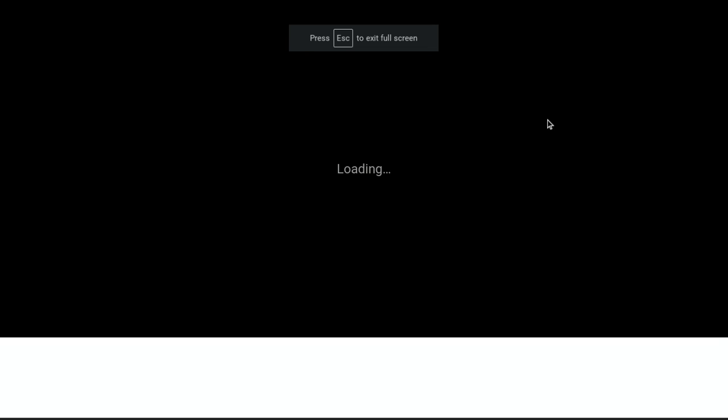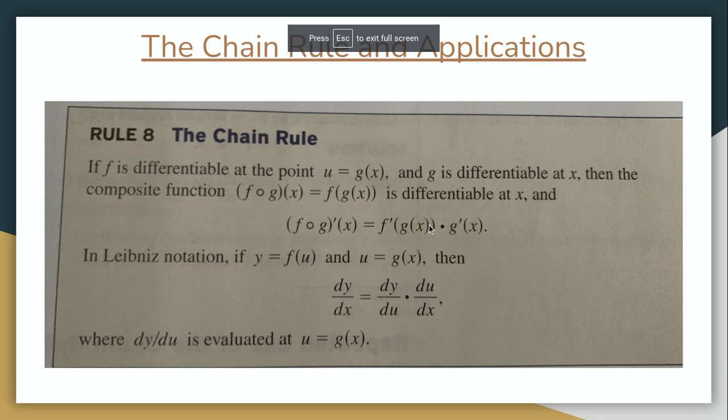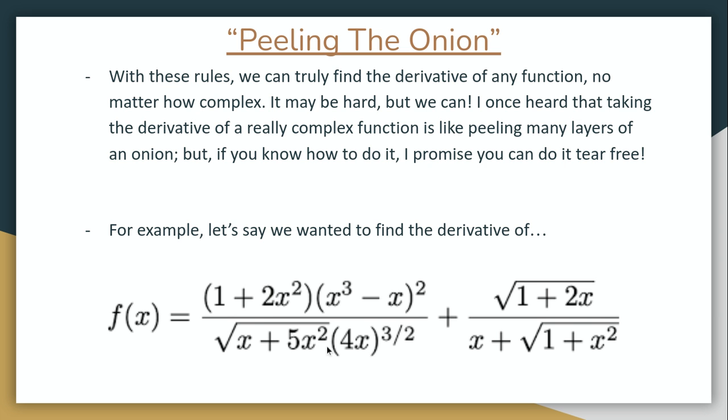So then the entire machine f of g of x is differentiable at x, and this is just the chain rule. The derivative is f prime of g of x times g prime of x, or written in Leibniz notation is this. And yet again, it says what I said, u is g of x.